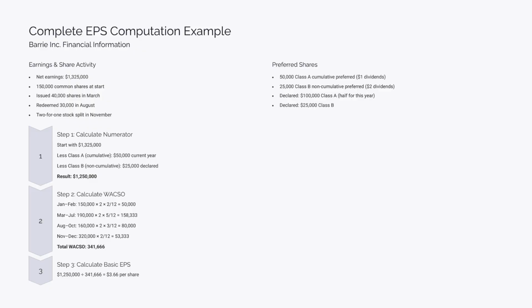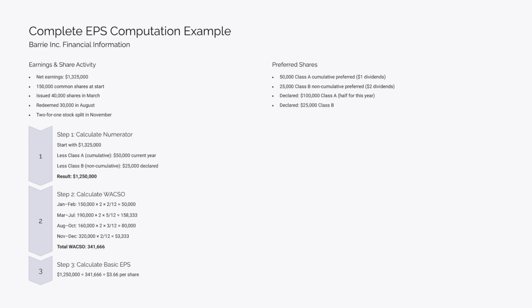IAS 33 requires that stock splits and stock dividends be treated as if they occurred at the beginning of the earliest period presented. Practically, that means apply a split factor to pre-split periods to keep EPS comparable. Treasury shares are excluded, time weight by months or days for precision. Now for WACSO, after adjusting for the stock split and time weighting, we end up with roughly 341,666 shares. Finally, the basic EPS equals 1,250,000 divided by 341,666 equals $3.66 per share. That's how you calculate basic earnings per share.